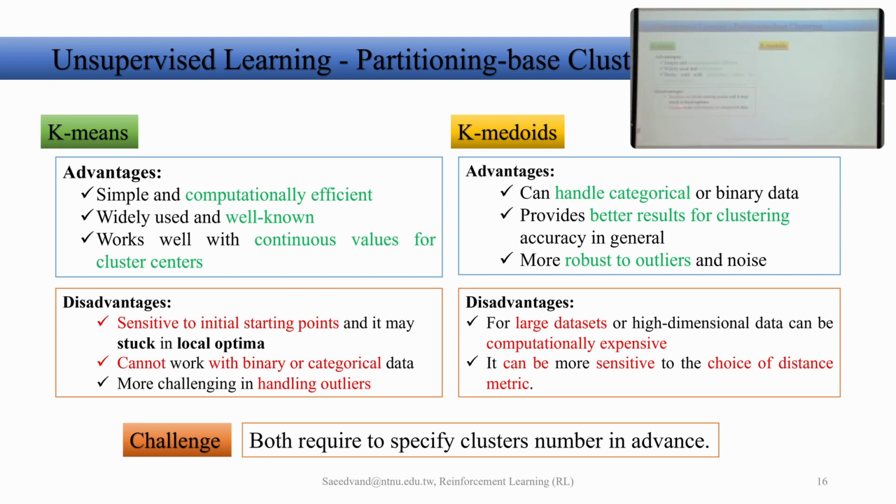It cannot work with binary and categorical data because of that continuous value over there. That's also another challenge. And the second one is that it is also more challenging for handling the outliers for k-means. You need to think a little bit deeply to understand why that's happening.